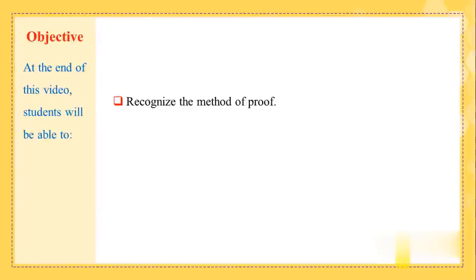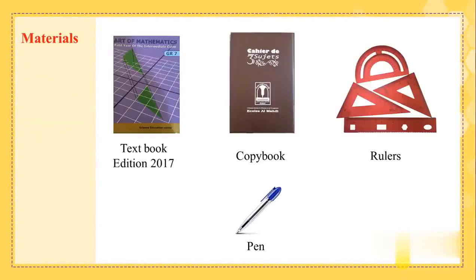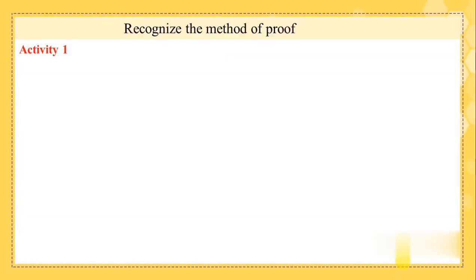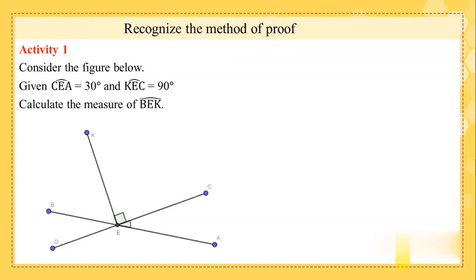Our objective is to recognize the method of proof. Materials: textbook, edition 2017, copybook, rulers, and pen. Activity 1. Consider the figure below. Given CEA is equal to 30 degrees and KEC is equal to 90 degrees, we have to calculate the measure of BEK. Please pause the video and try to solve the activity.